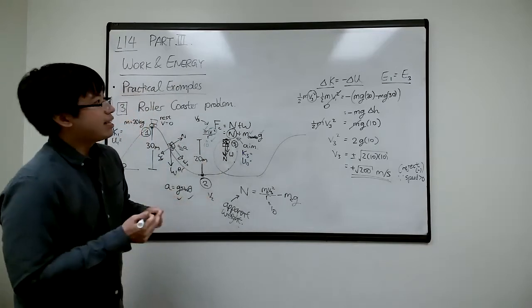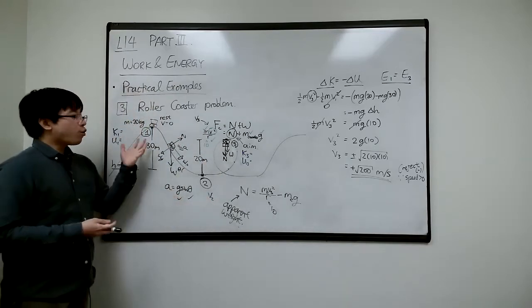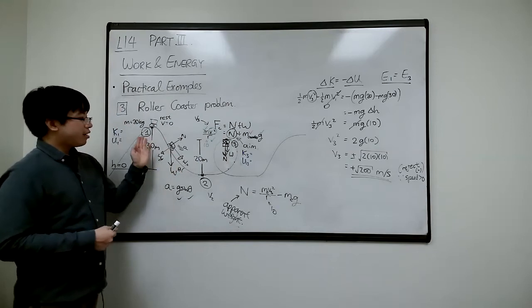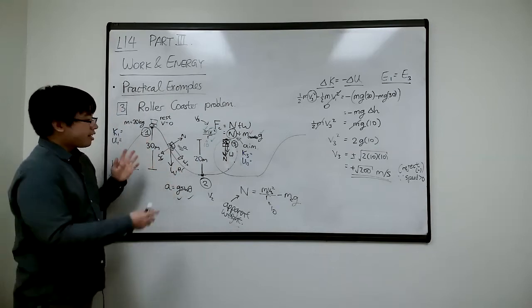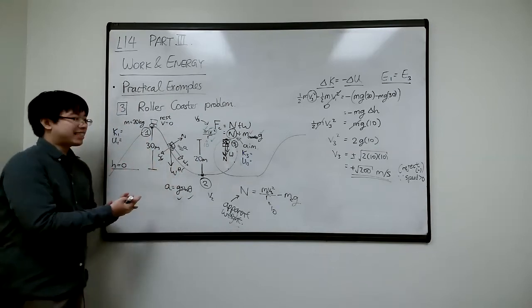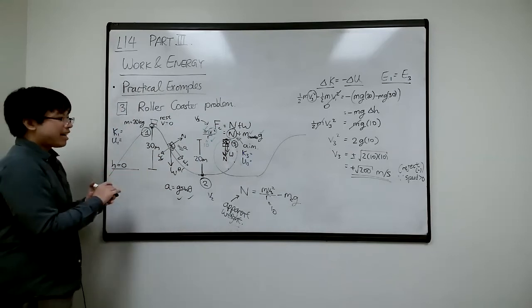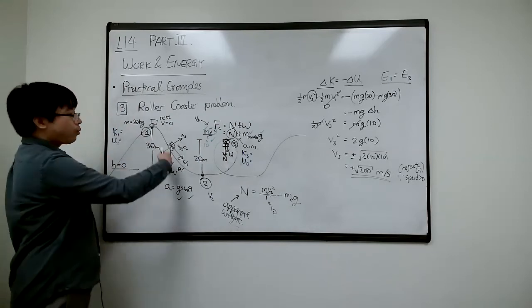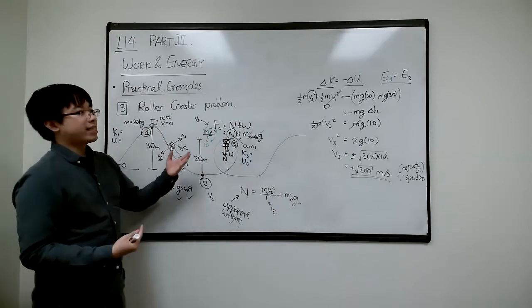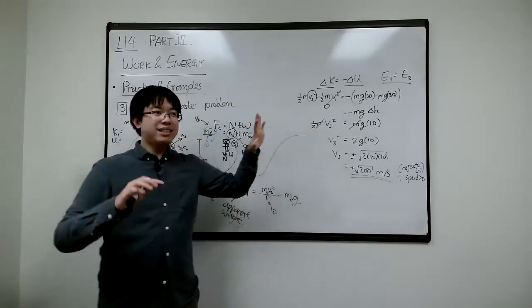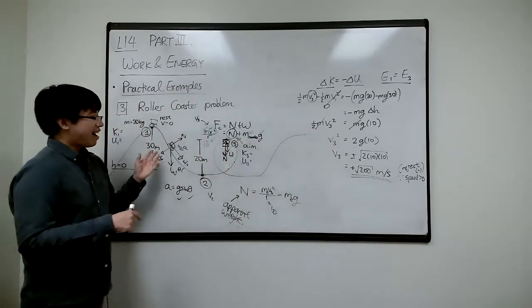Also, this is assuming conservation of energy. That means no energy is lost through heat and friction, right? If there's friction, so there's no friction in this case. I'm assuming no friction. In real life, there will be friction. So what will the friction do? Friction will destroy the conservation of energy. Well, yes and no, depending on how you look at it.